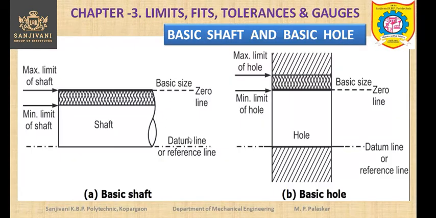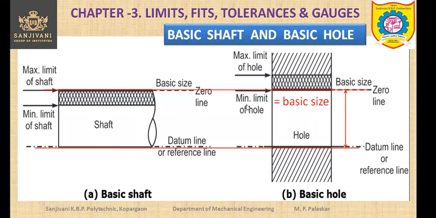Again, the basic shaft and basic hole we are going to see. This is the datum line, or the reference line. Then this is the 0 line which represents the basic size. So this distance is the basic size. This is nothing but the basic size.